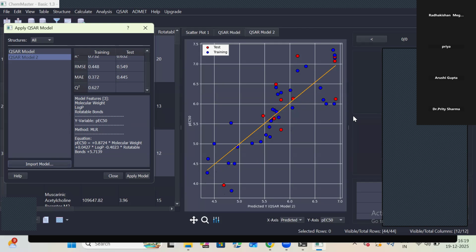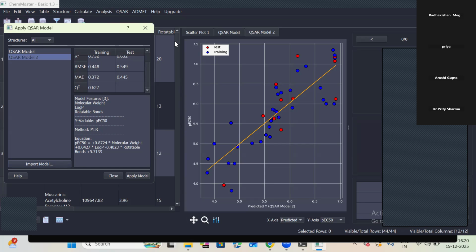Here, the line represents the ideal line, which is used to determine whether our model is good or not. If the points align with the line, our model is very good, that is, the prediction equals the experiment. If the points do not align with the line, we want to do it again, because that is not a good model. So this is the result built by ChemMaster and the QSAR model.